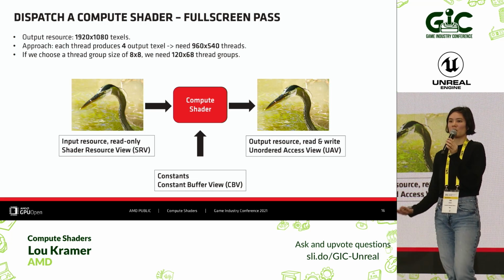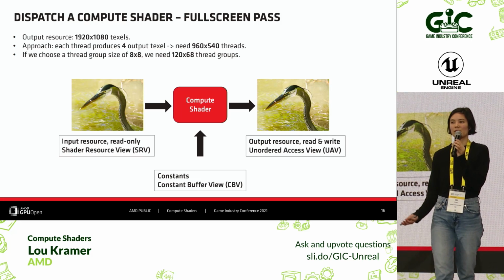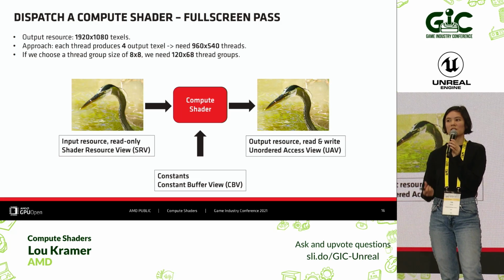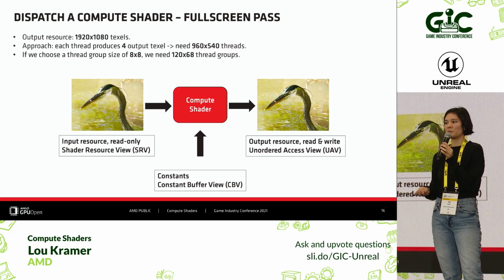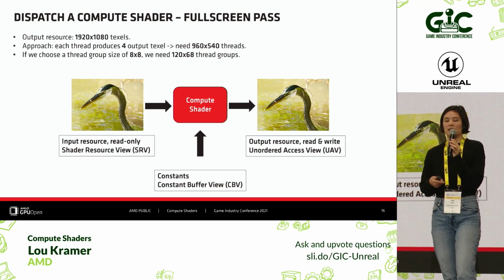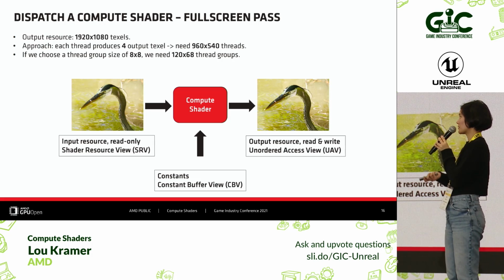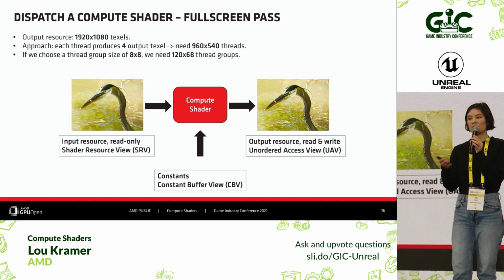Now we can change our approach. We can write our compute shader in a way that each thread produces actually 4 output texels. That means in total, we need fewer threads. If we still set our thread group size to 8 by 8, then we have fewer thread groups.